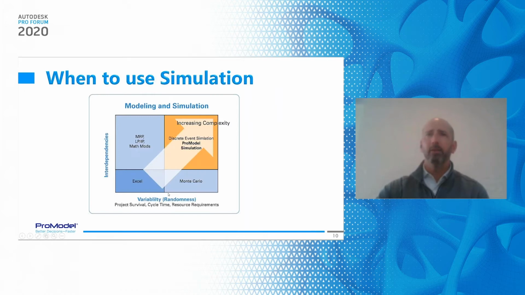So when to use simulation? Well, really any manufacturing process that has multiple steps could benefit from simulation strictly because of the interdependent nature of processes. If I change one thing, how does it affect everything else? But really it's about complexity.